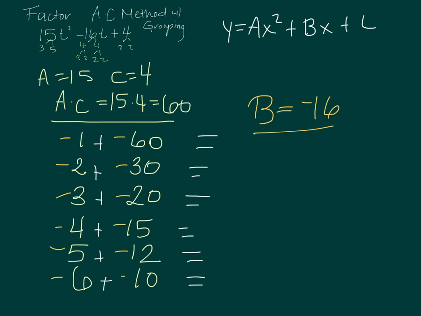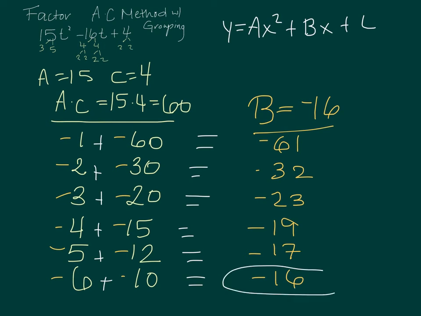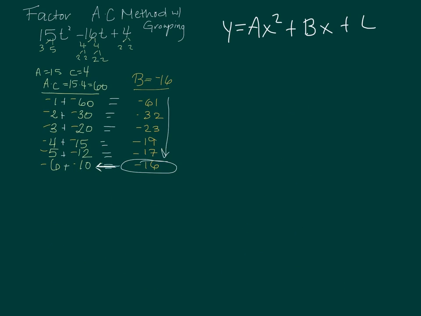So you might notice really quickly that it's this one down here, but if you weren't sure, you could go through the motions of figuring it all out. So you've got negative 61, negative 32, negative 23, negative 19, negative 17, and negative 16. So this is the number that matches, which means these are the two factors that we're going to use for our next step. Okay?